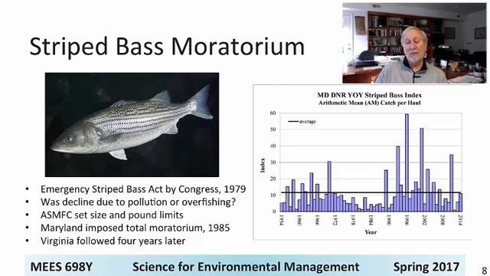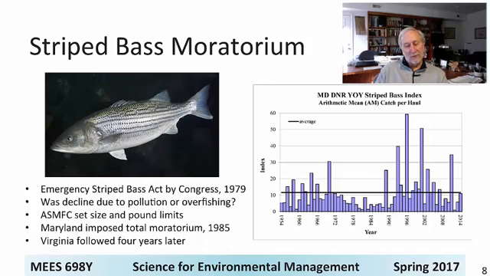Or was it simply due, not simply, but due to overfishing? The Atlantic States Marine Fisheries Commission set more restrictive limits, size and pound limits. A controversy ensued over whether that was sufficient, or whether the decline had reached the point where an outright moratorium was required.